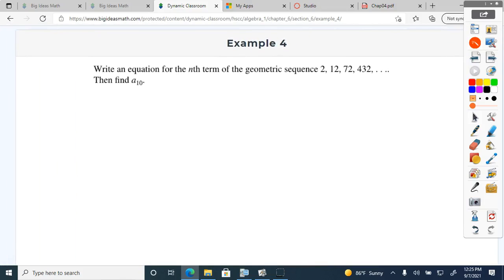Write an equation for the nth term of the geometric sequence. So now we're actually writing the equation. You need to write this down because you need to memorize it. For geometric sequences, a sub n equals a1 times r to the n minus 1 power. That's on the desk over there. Okay? That is a what type?